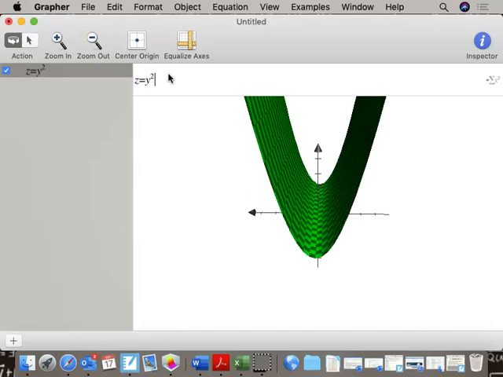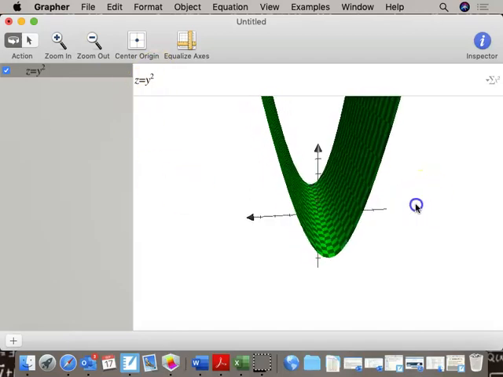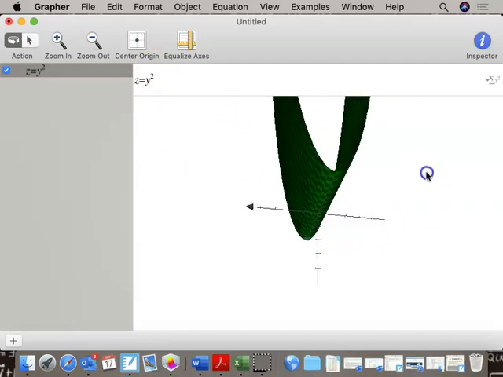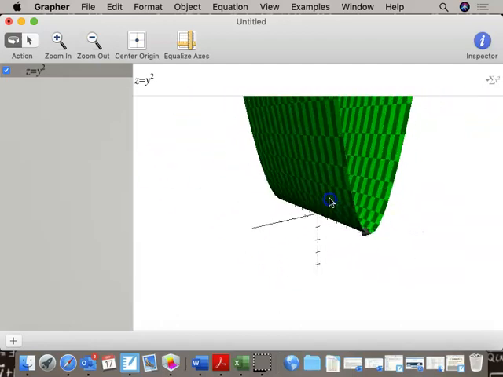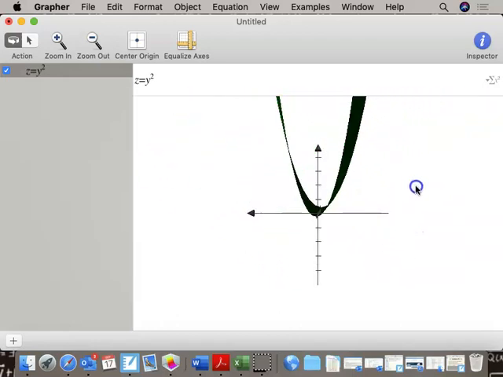So when we type z equals y squared, it looks like this. All right? If you just look at it straight on, what shape does it look like? Looks like a parabola, right? Okay.